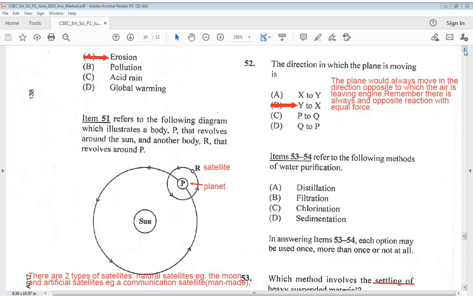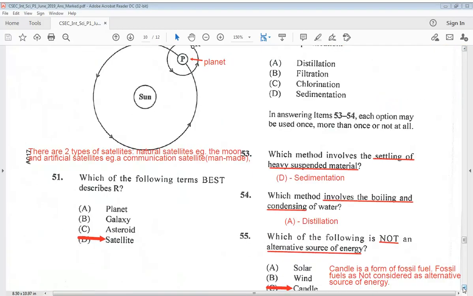Items 53 to 54 refer to the following methods of water purification. A, distillation. B, filtration. C, chlorination. D, sedimentation. In answering items 53 to 54, each option may be used once, more than once, or not at all. 53. Which method involves the settling of heavy suspended material? The answer is D, sedimentation.